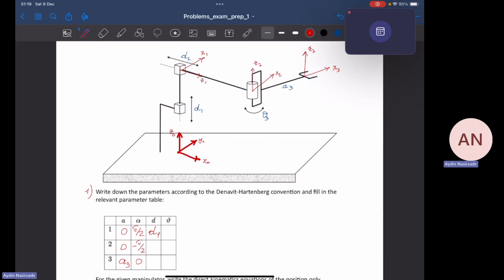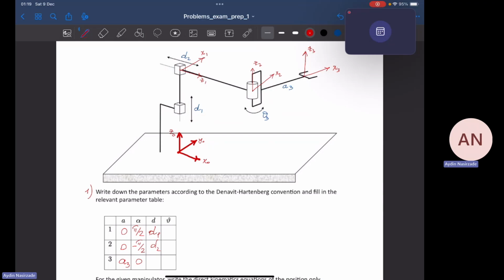Okay. Now let's move on to the next one. To find d2, let's ask this question again. Along what, z1? Yes, along z1, how much I have to move the origin of frame 1 to align it with the origin of frame 2? The answer is d2. Let's write it down right here, d2.